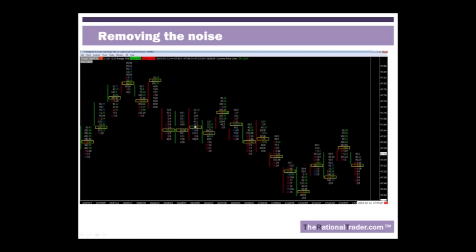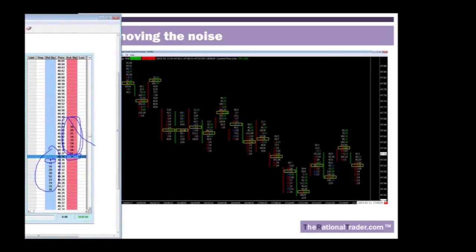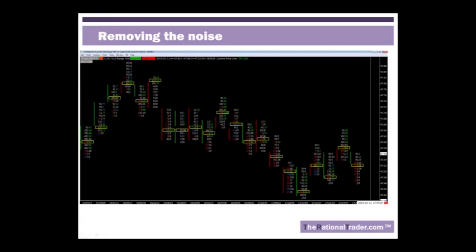I don't know how you get a footprint chart in TOS, Peter. The platform I use is Sierra Chart. You're going to see that in just a moment. This is a 10-tick range bar chart. It's nice because this is 10 ticks deep also, so there's a nice symmetry there. I use 10 ticks because that just happens to work well in the oil market.